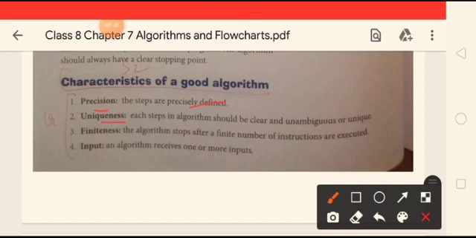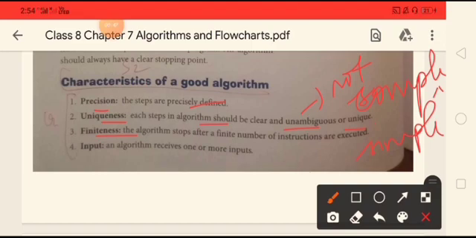Then another one is uniqueness. Each step in the algorithm should be clear and unambiguous or unique. Each step in your algorithm should be very clear and unique. Unambiguous means not complex, it should be simple, and in clear language.